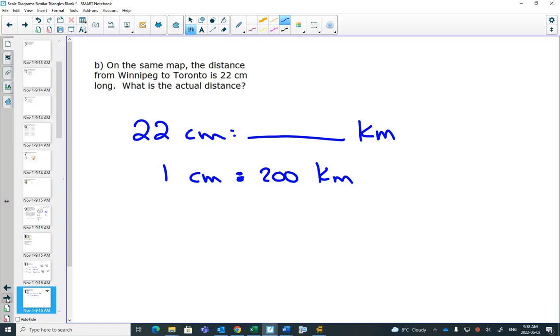So here, in the last one, when we worked backwards, we had to divide. When we work forwards, you would have to multiply. So you could take 22, times it by 200, because each centimeter is 200, and you would get 4,400 kilometers.